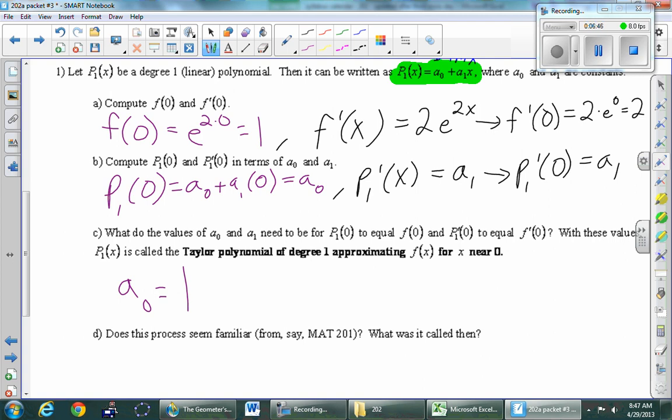And we'll come over here in black. What was f prime of 0? It was 2. What was p1 prime of 0? It was a sub 1. I want them to be equal to each other.